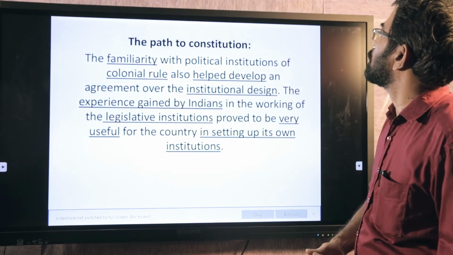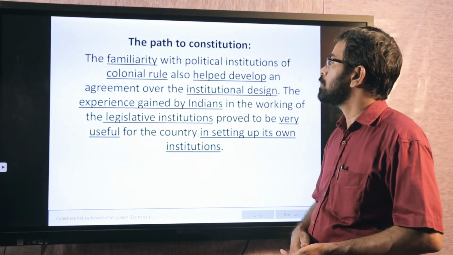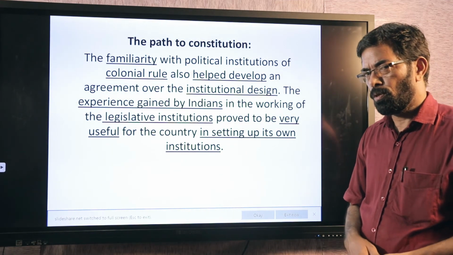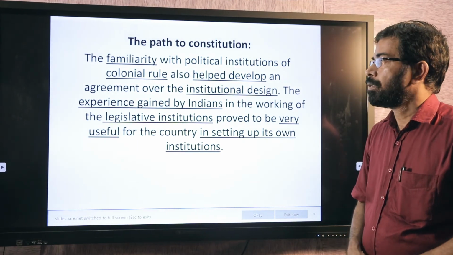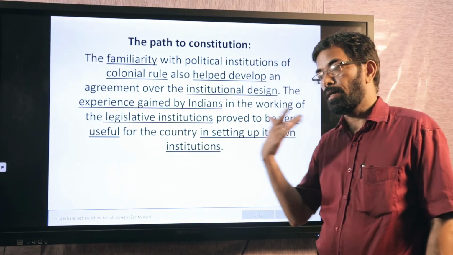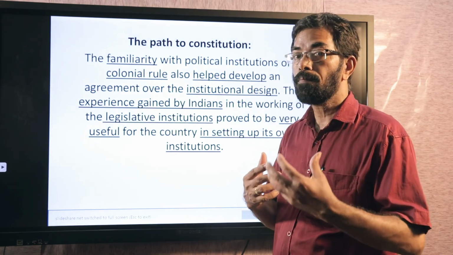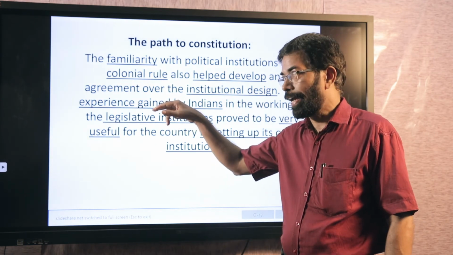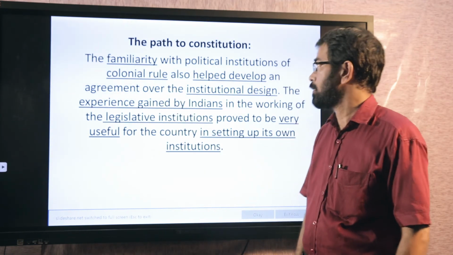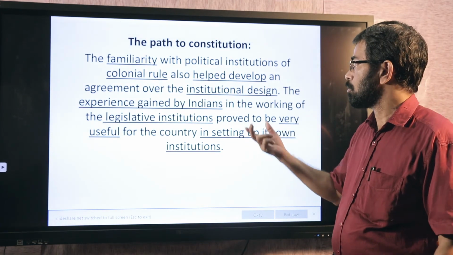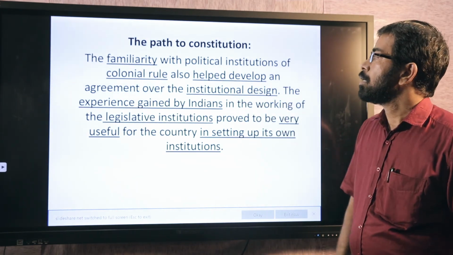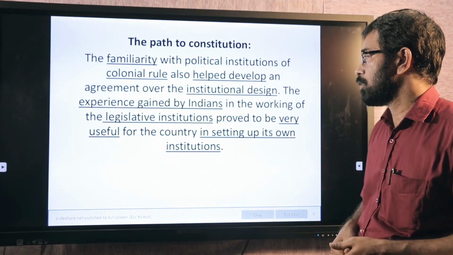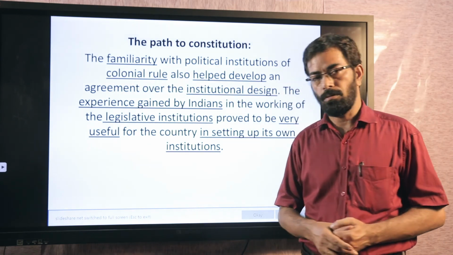The familiarity with the political institutions of colonial rule also helped to develop an agreement over the institutional design. For years the British were ruling India. Their rule also helped Indians to understand how a government should be run, how a government should be led. All these were the experience of Indians during the British period. So they also understood certain institutional design. The experience gained by Indians in the working of the legislative institutions proved to be very useful for the country in setting up its own institutions.